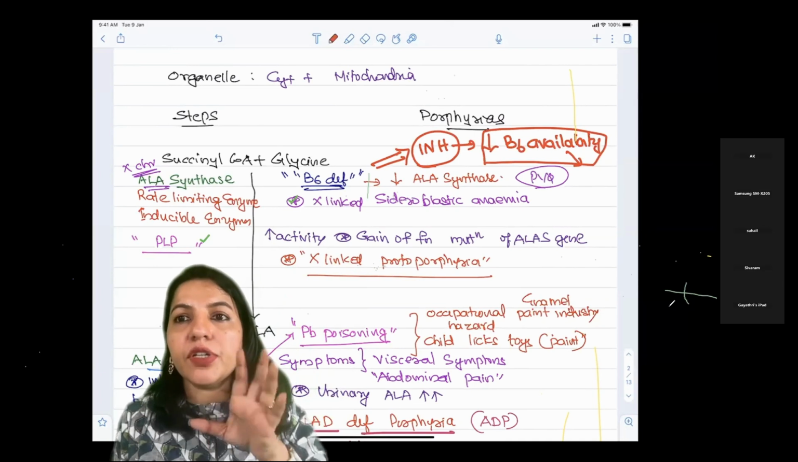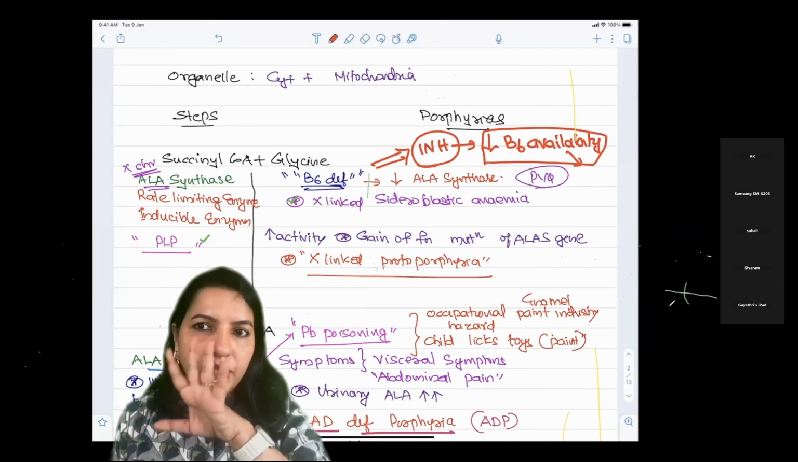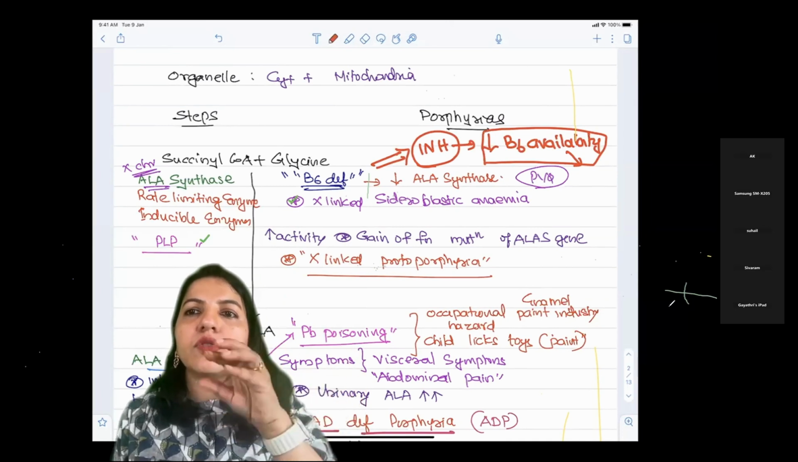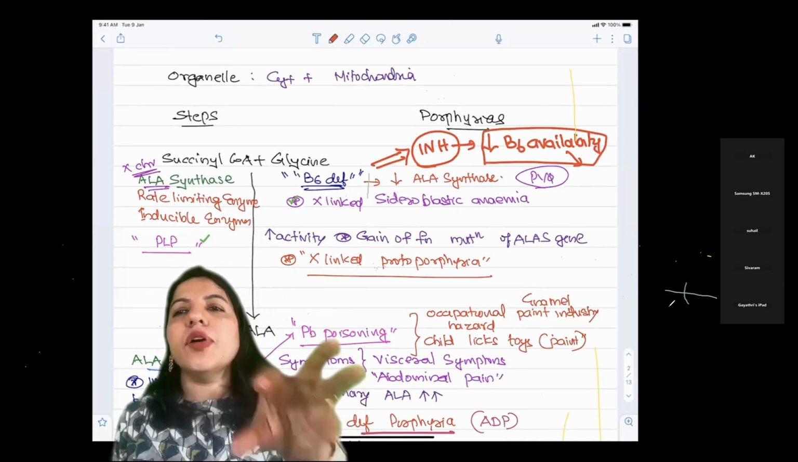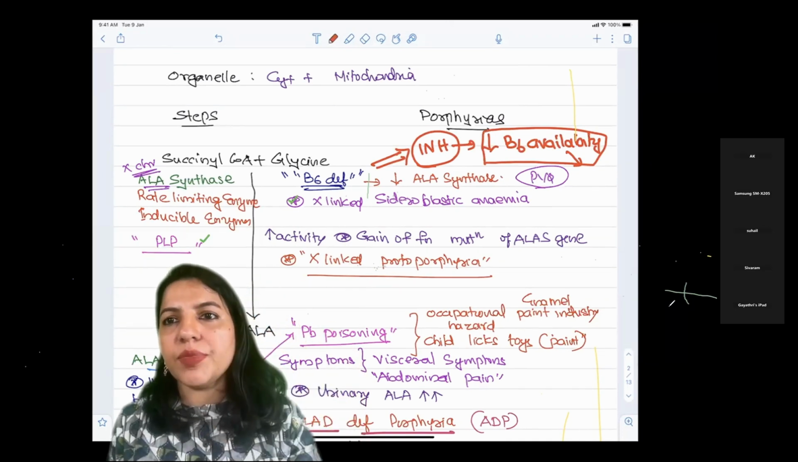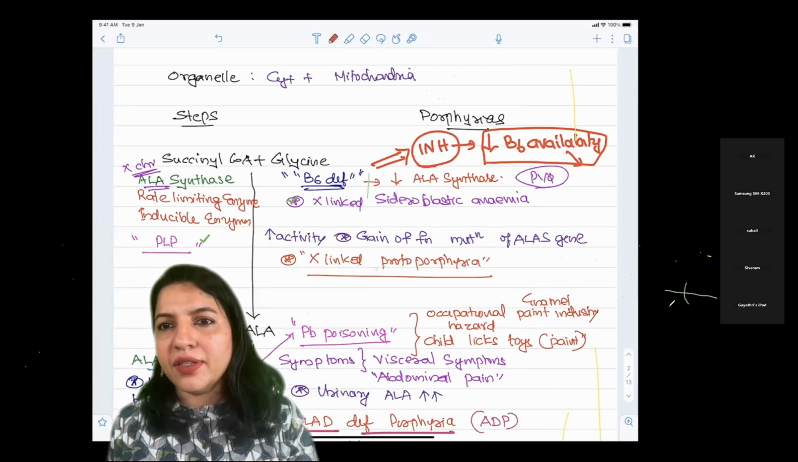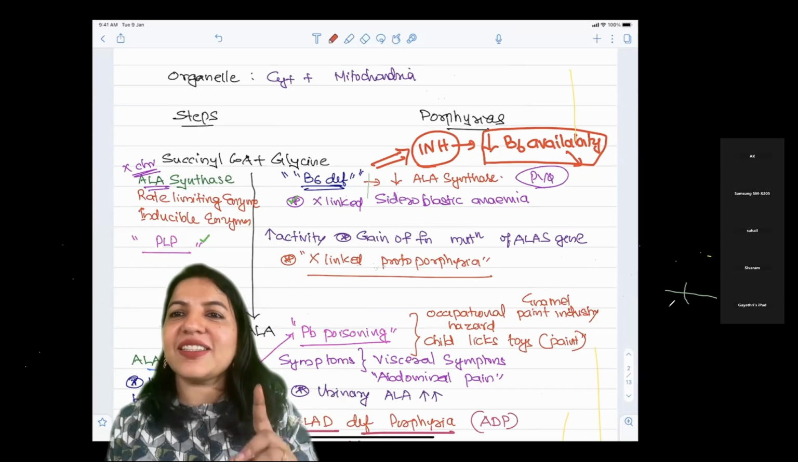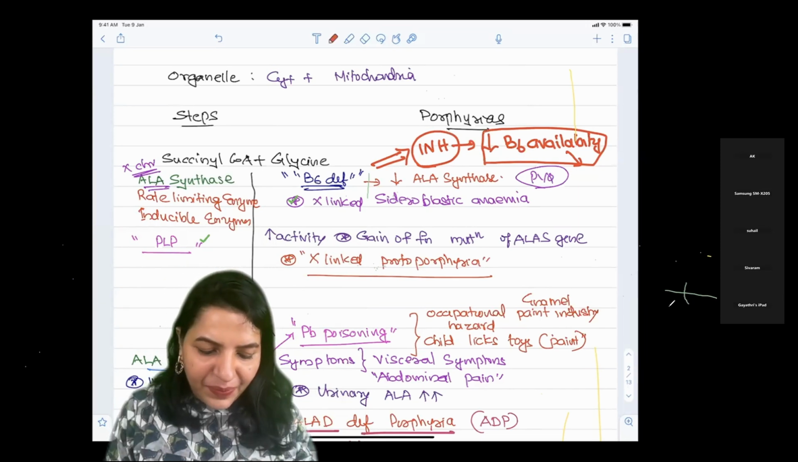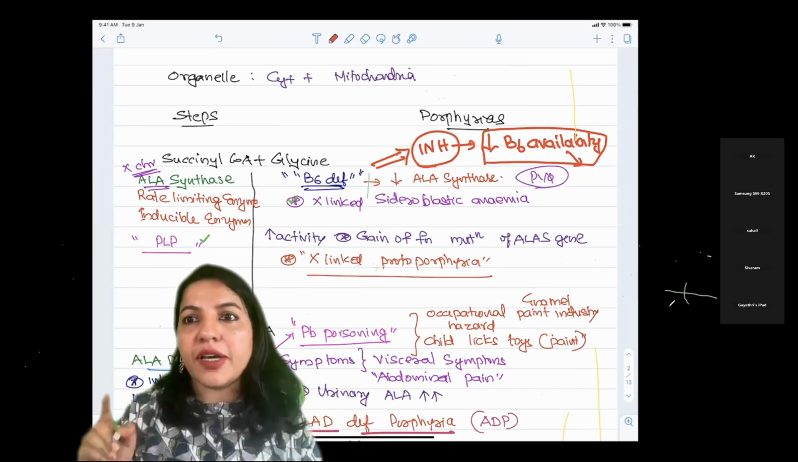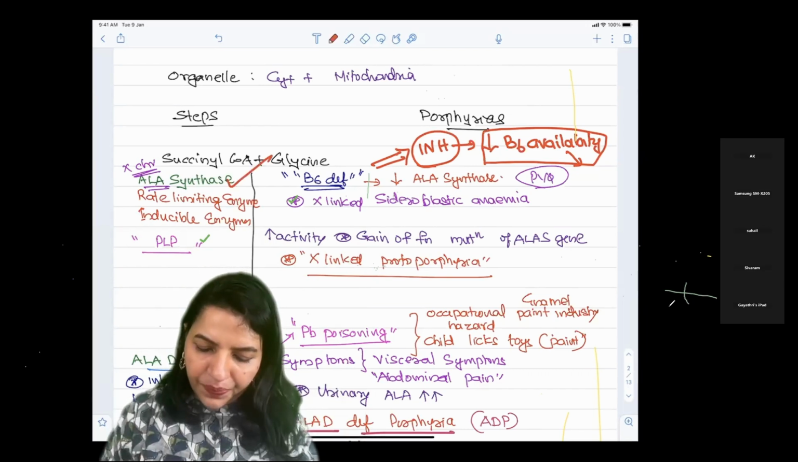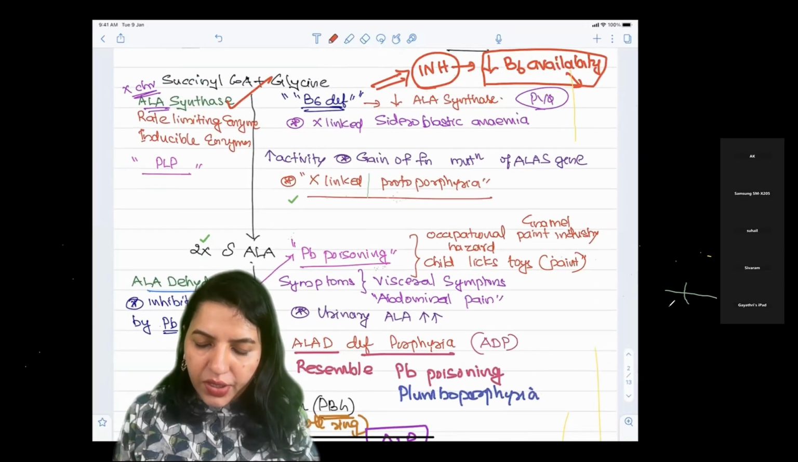That is why whenever we are giving the ATT pack, a combined multi-drug therapy, we usually give one vitamin along with it. What is that vitamin? B6. Why? Because the drug is reducing the availability of B6, which is affecting ALA synthase. Okay. So in that way, you need to learn that.